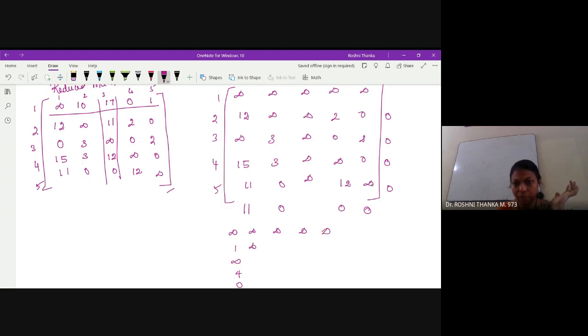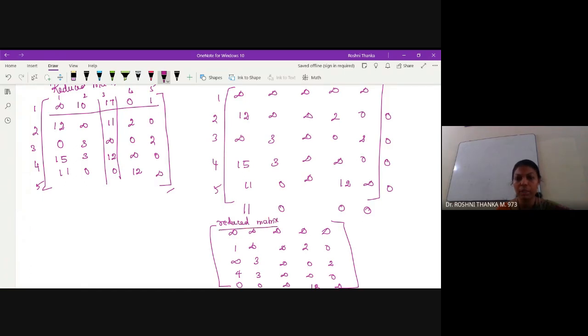So infinity, infinity, 2, 0, 3, infinity, 0, 2, 3, infinity, infinity, 0, 0, infinity, 12, infinity, right? So this is our reduced matrix. We are done with the reduced matrix when we move from 1 to 3.